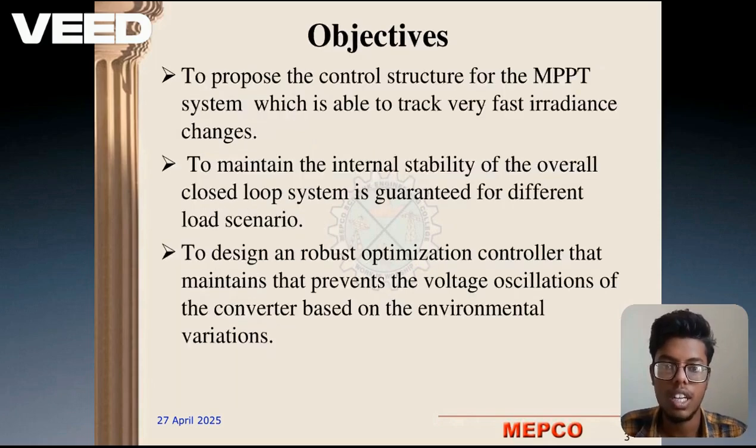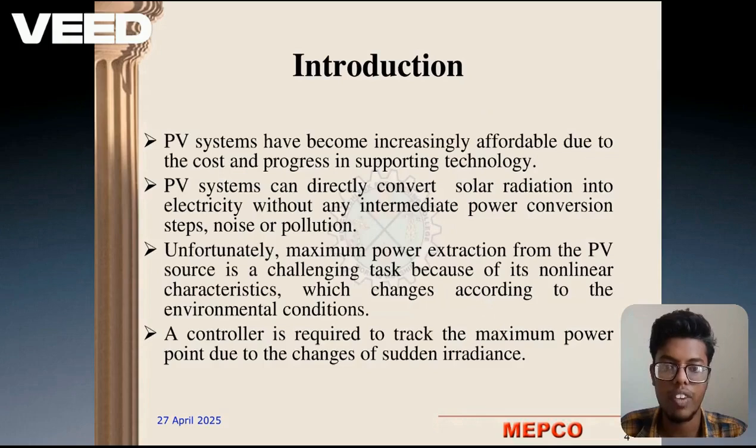These are our contents. Objective: to propose the control structure of an MPPT system which is able to track fast nature changes, and to ensure the stability of the overall closed loop system for different load scenarios, designing a robust optimization control that prevents voltage oscillations under environmental variations.